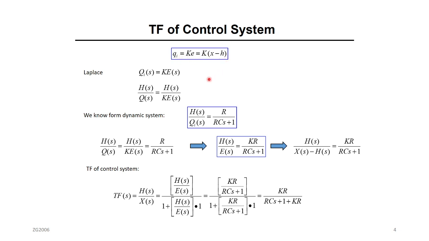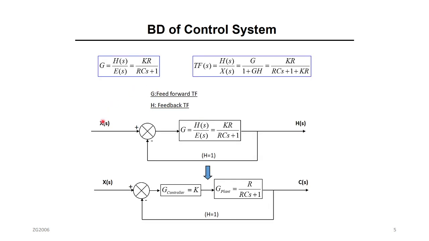Then I will take the Laplace transform. So Qi will be equal to K, the proportional controller, times the error in the Laplace domain. Remember, the error is X minus H. Keep this in your mind. Then I'm going to divide both sides by H, then flip both sides, so H is on the top now. Now my objective is to have a direct relationship between X and H. I want to find the transfer function relating X to H.